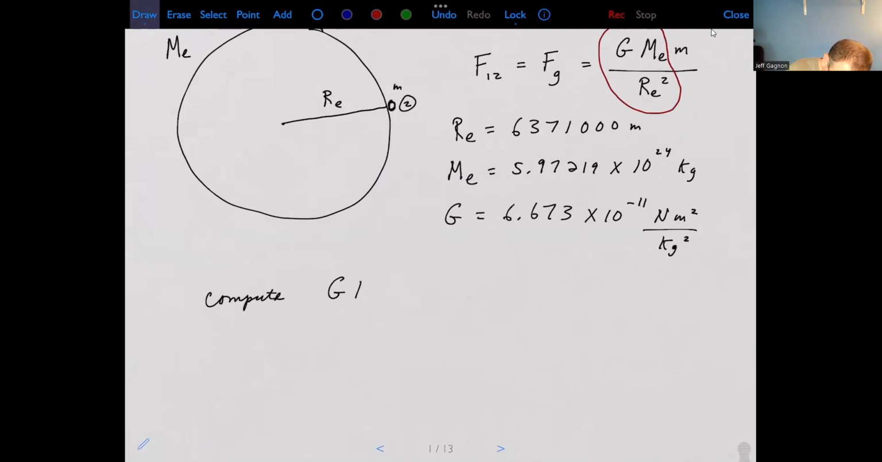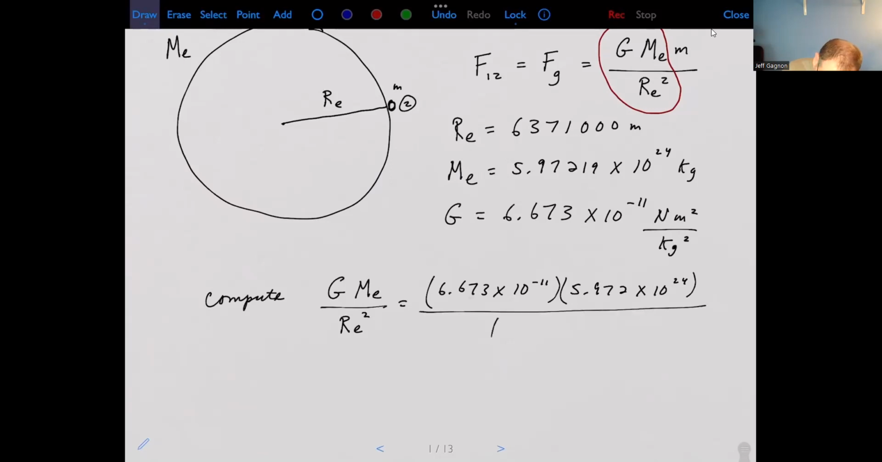So this is going to be GME over the radius of the Earth squared. If I plug in these values, this is going to be 6.673 times 10 to the minus 11 times the mass of the Earth, which is 5.97219, I'll just round it to 2, times 10 to the 24, divided by 6.371 times 10 to the 6, but that's squared. It turns out you're going to get 9.81, depending on where you are on the Earth, but it's around 9.8 meters per second squared.